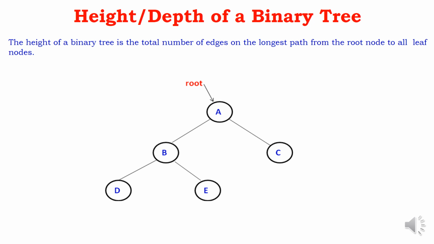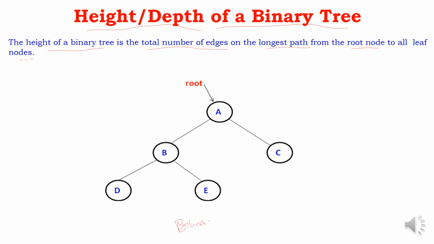Today we are going to discuss the height of a binary tree, or depth of a binary tree. The height of a binary tree is the total number of edges on the longest path from the root node to all leaf nodes. Consider the following binary tree.